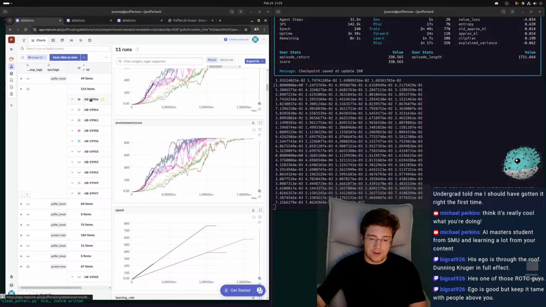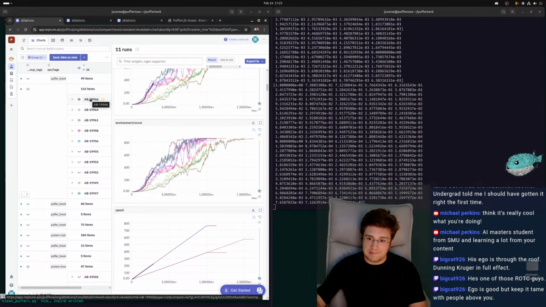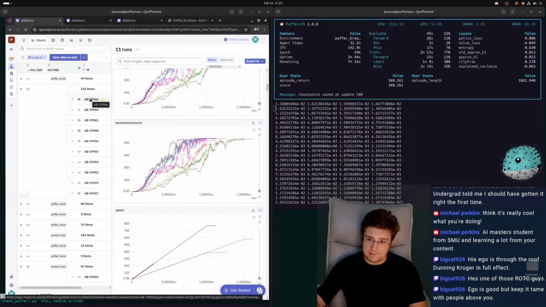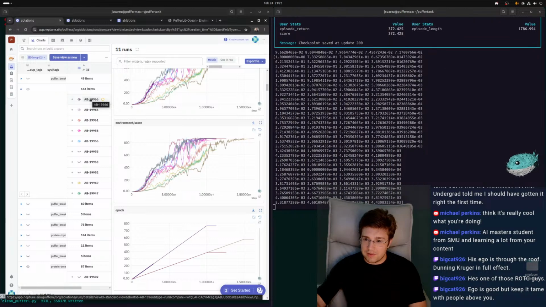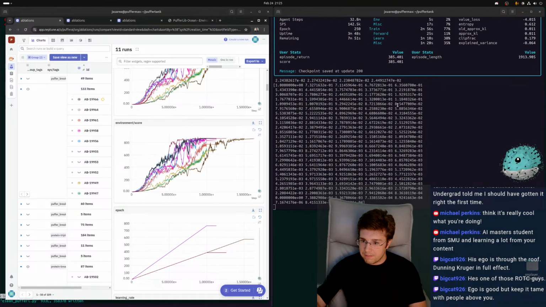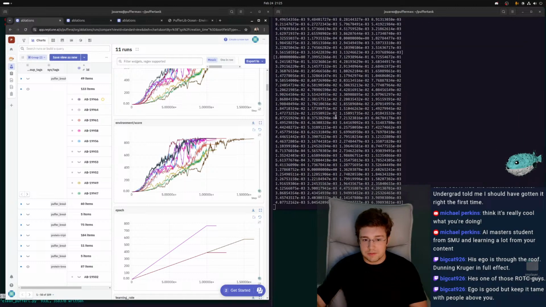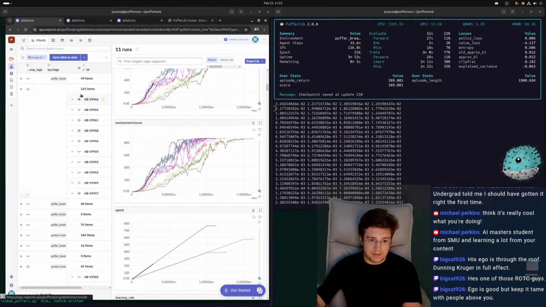Oh, hang on. There's just a ton of variance in these, isn't there? Yeah, I'm looking at this thing now. I think there might just be a ton of variance. That's a good data point.